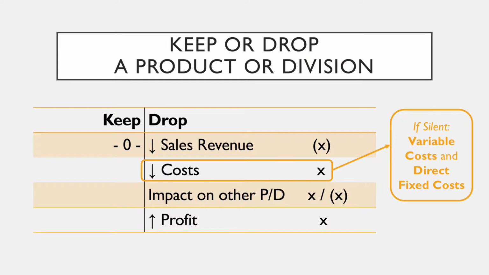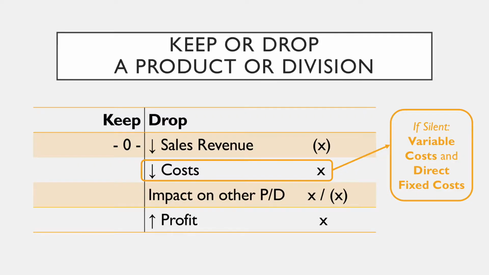But if we are going to drop the product line or division, the sales revenues to be generated by that product line or division will now not be generated. There will also be costs that can be avoided that are associated with that product line or division. Now, if the case is silent about what costs are avoidable, we are going to assume that all variable costs and direct or traceable fixed costs would be avoided if we are going to drop the product line or division.